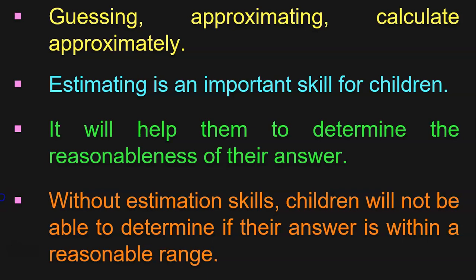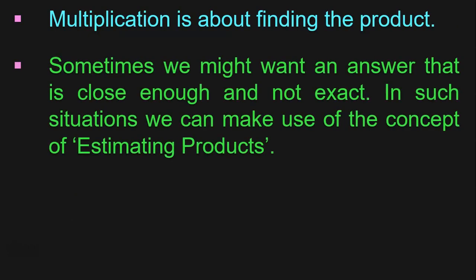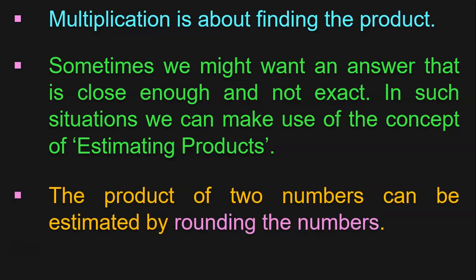Let us try to understand what this topic, estimating the products, means. Multiplication is about finding the product. Sometimes we might want an answer that is close enough and not exact. In such situations, we can make use of the concept of estimating products. And how do you do this estimation? The product of two numbers can be estimated by rounding the numbers.